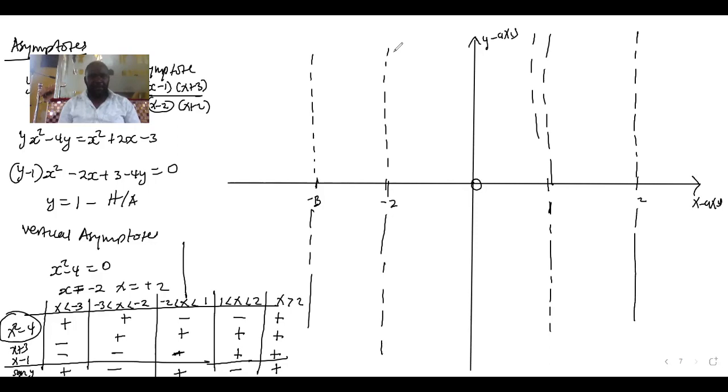Who can tell me? Shakira, the first one before negative 3, where should I shade, up or down? We also had a horizontal asymptote. The horizontal asymptote was y is 1. Y is 1 is the horizontal asymptote.